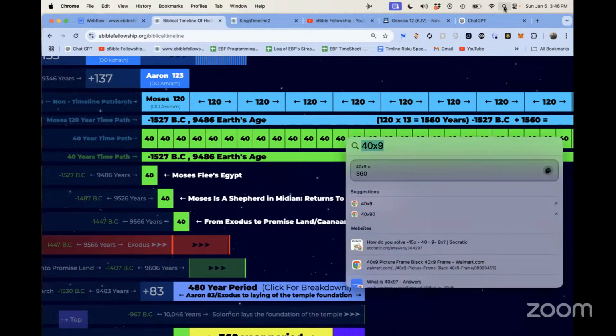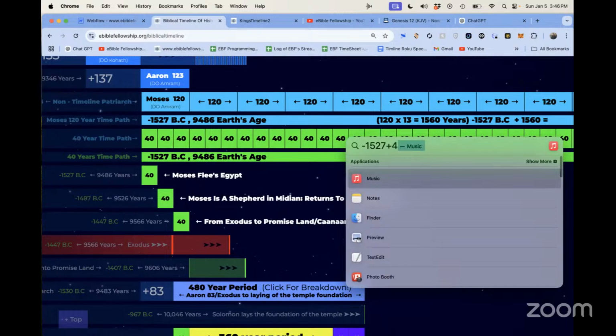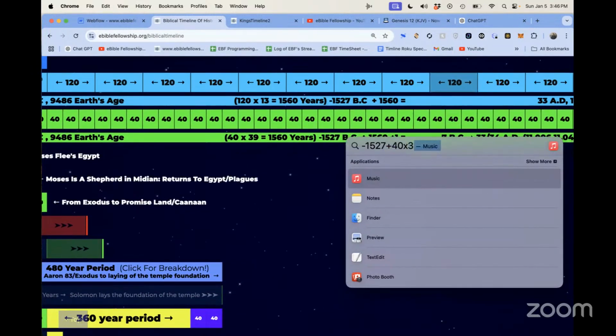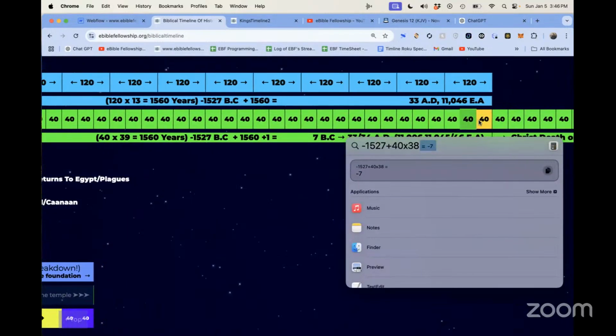So let's take 1527 plus 40, and we're going to times that by, let's see, it's 38 40s. So 38 40s gets you to 7 BC. If you go one more set of 40, 39 40s, you get to 33 AD. So isn't that kind of curious? You have 40 and you have 39. Remember, Paul was whipped 39 times. They save one. So 40 and 39 are interchangeable, right?